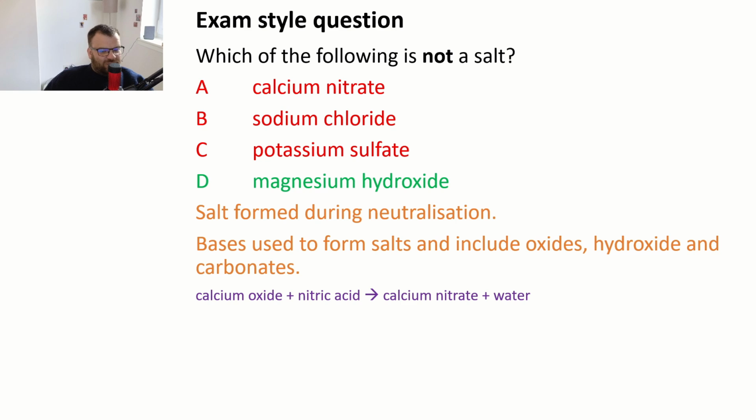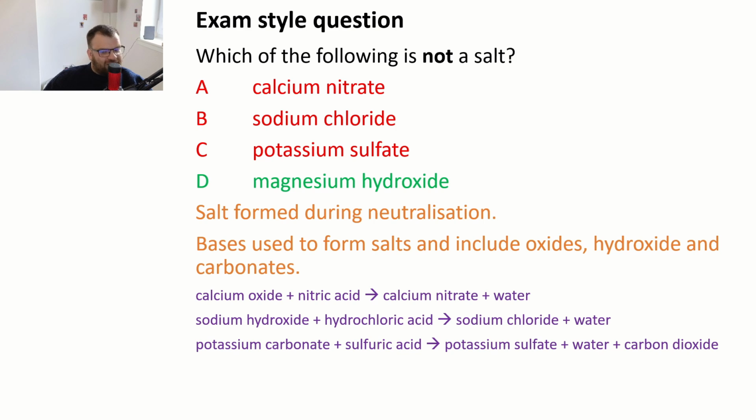So one example would be calcium oxide and nitric acid, making calcium nitrate and water. To make sodium chloride, we could use sodium hydroxide and hydrochloric acid. And to make potassium sulfate, we could use potassium carbonate and sulfuric acid, making potassium sulfate, water and carbon dioxide. You could have the other combination. So in the first one, we could use calcium hydroxide, or we could use sodium oxide or something like that as well. That's two ways we can approach that type of question.